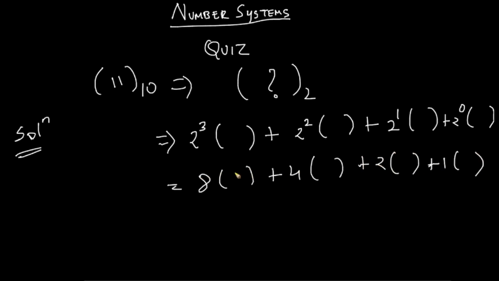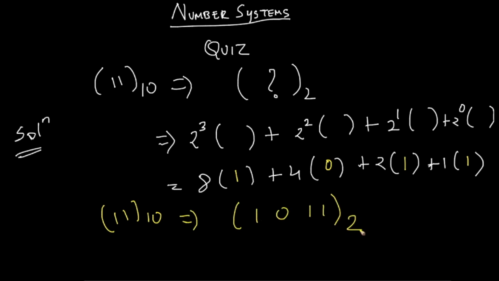So, do we need 8 to get to 11? Yes, we need it. Plus 4, but that will get us to 12. We don't want 4. Do we need 2? Yes, we need another 2 at least. That got us to 10. Do we need another 1? Yes, we do. So, 11 to the base 10 is 1, 0, 1, 1 to the base 2.